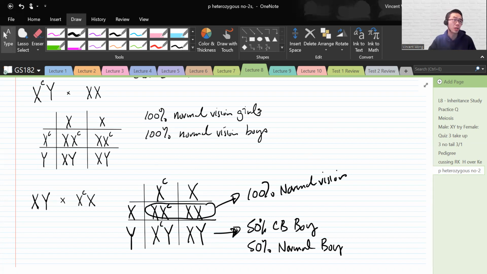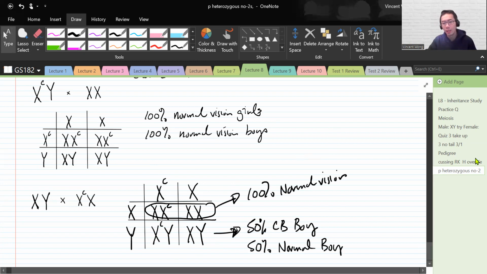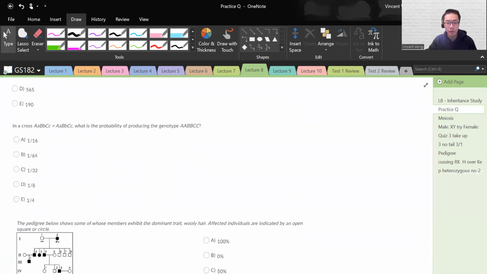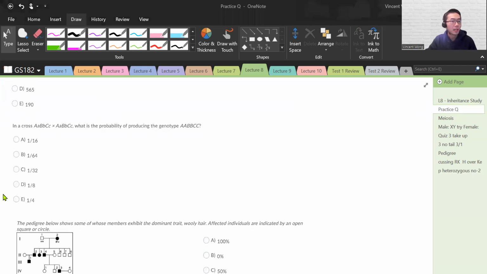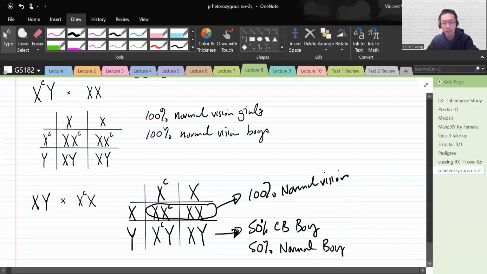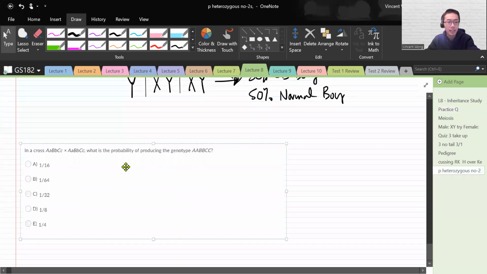Now, there are a lot of questions in the study guide, and all of them have answers, so please practice on them accordingly. And let me see if there are other questions here that we should go through. Here are some other ones that you might see on the quiz. We should definitely talk about it.